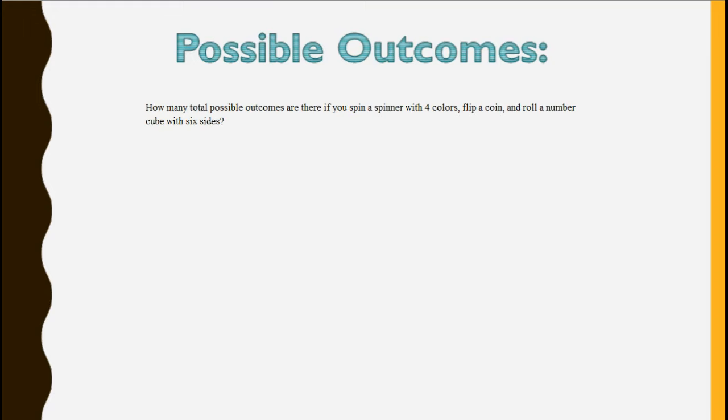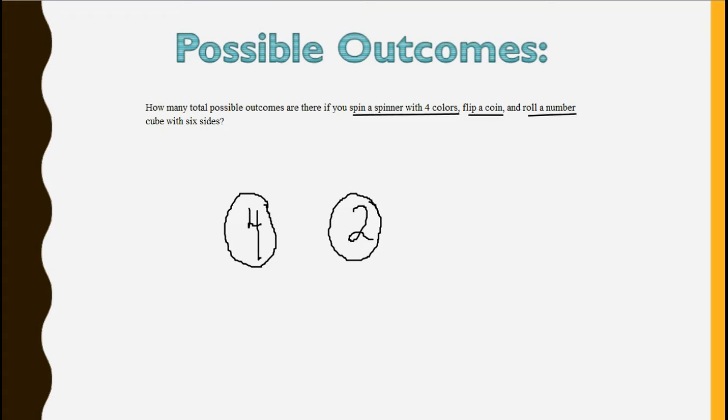Okay, so event number 1 is right here. We're going to spin a spinner with 4 colors. That's event number 1. And there's 4 possible outcomes. We don't know what colors those are, but it's okay. Event number 2 is flipping a coin. It's either going to be heads or tails. So there's 2 possible outcomes for that one. And then we're going to roll a number cube with 6 sides. So there's 6 possible outcomes.